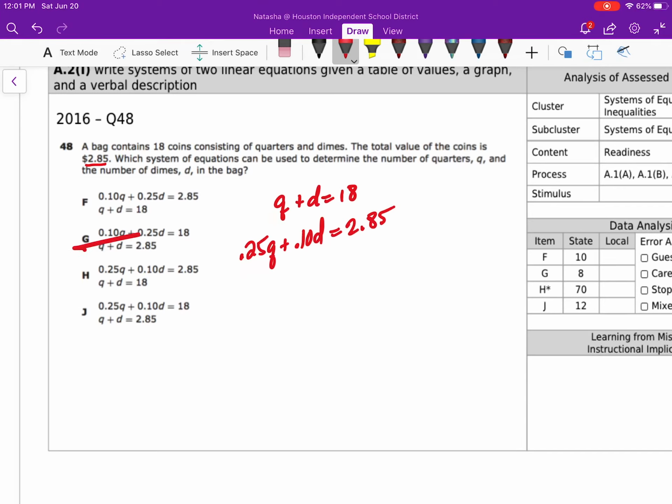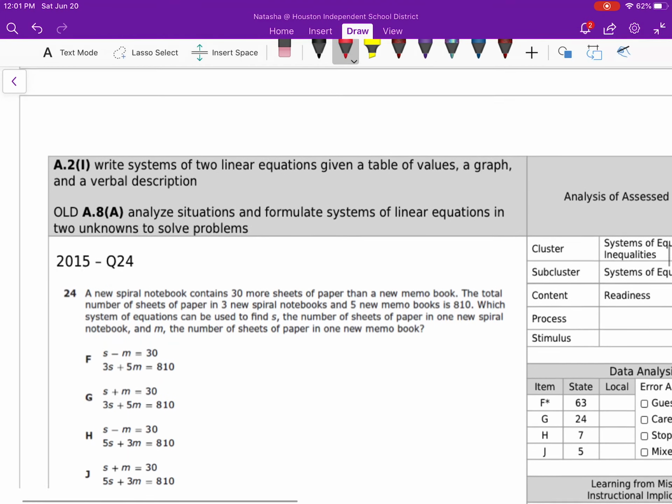Okay, so let's see. This question is eliminated because our count is not set up correctly. Now we're going to look at a second equation. We've got 0.25 for quarters plus 0.10 for dimes. That works. That is the correct question. F switches the amount, the 10 cents and the 25 cents, with the Q and the D.